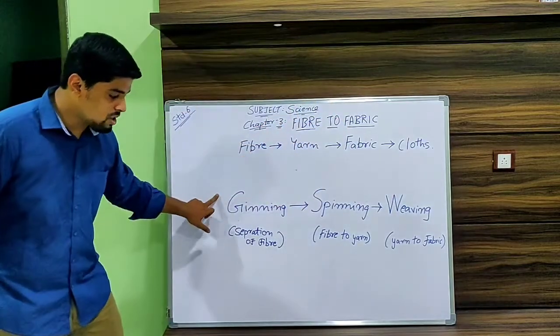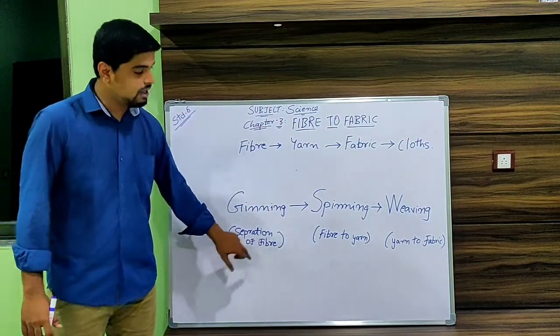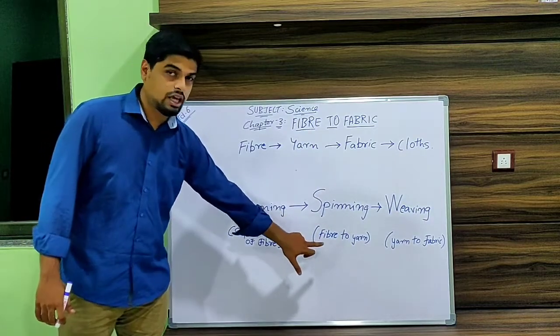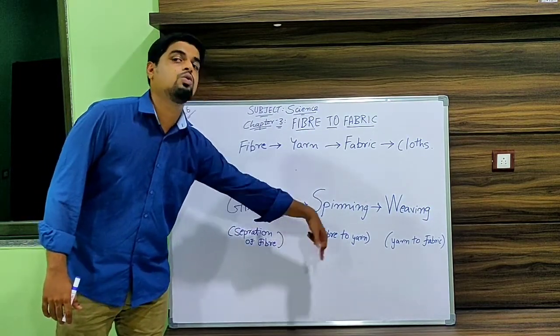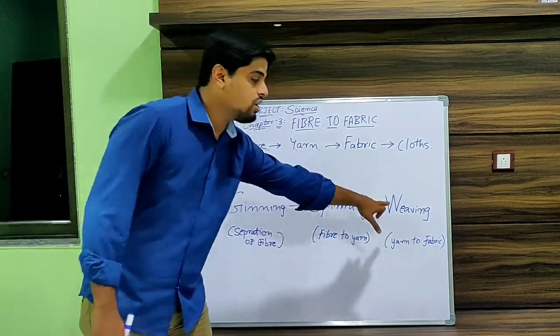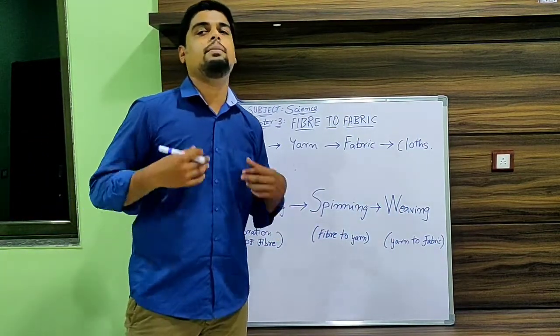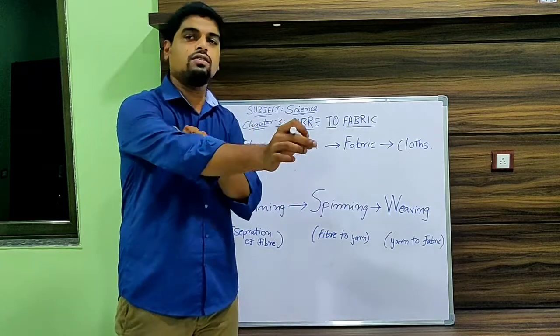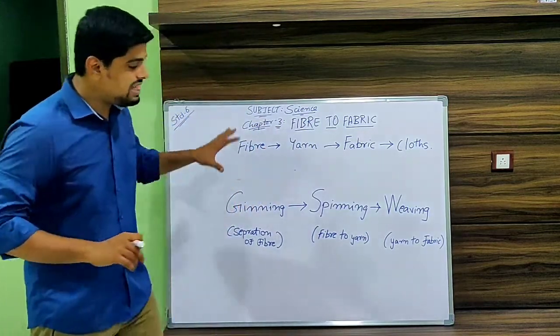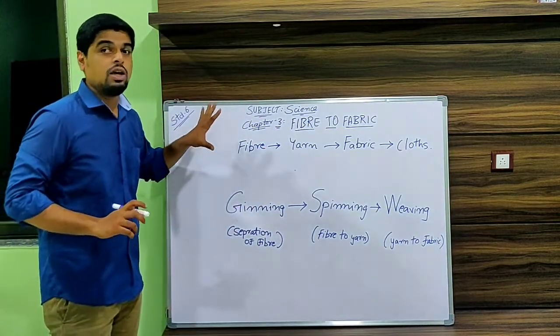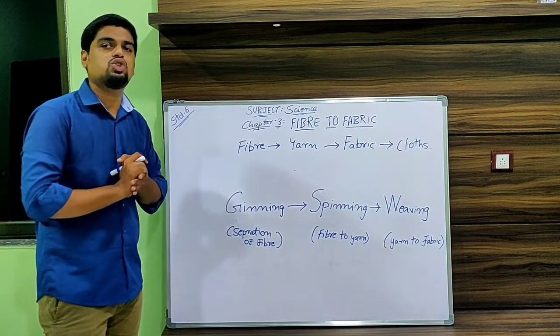In the process of ginning, the separation of fibre occurs. In the process of spinning, we convert fibre into yarn, and in weaving, we convert yarn into fabric, and finally fabric to clothes, the clothes which we wear. So these are the main topics which we are going to focus on in this chapter.